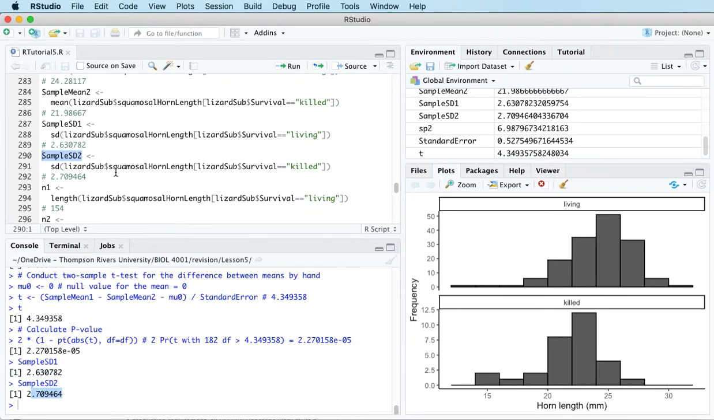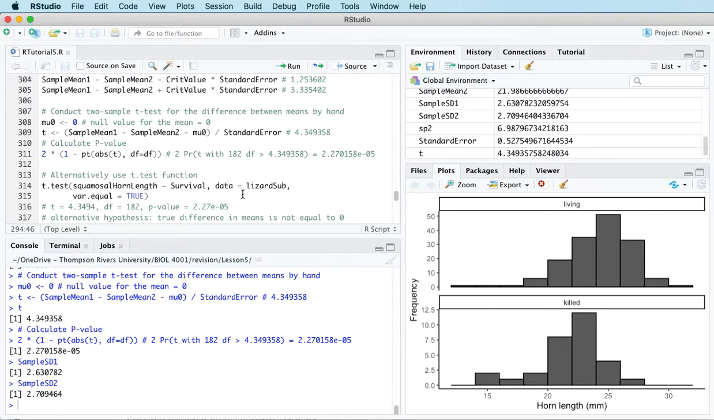I think the book talks about a rule of thumb here about these standard deviations. I think it talks about if one is 3 times larger than the other, then this assumption is perhaps not reasonable. But in this case, these standard deviations are almost the same.